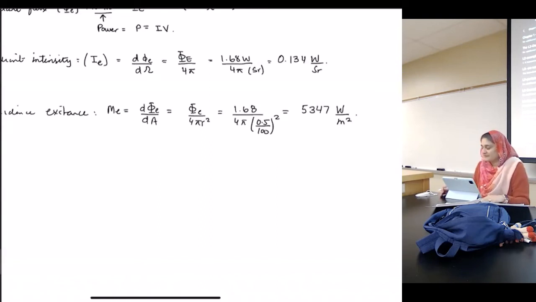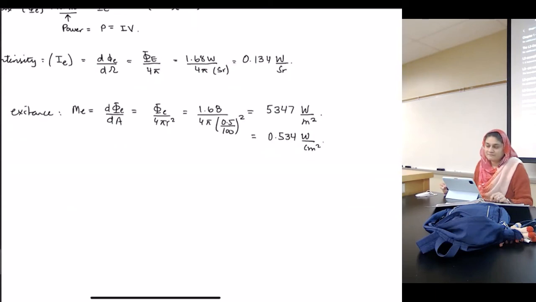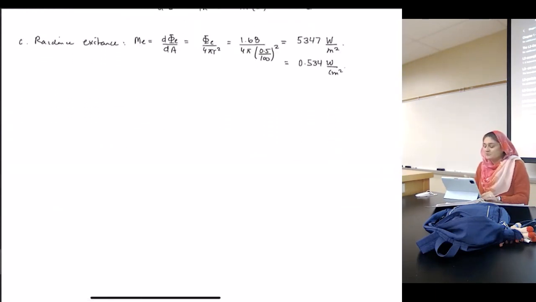Well, now I did. It's okay. I did it in centimeters. So okay, what would it be in centimeters? That is the answer in centimeters. 0.534. Thank you, Ian, for picking that. Okay, next one. This is also per centimeter squared.